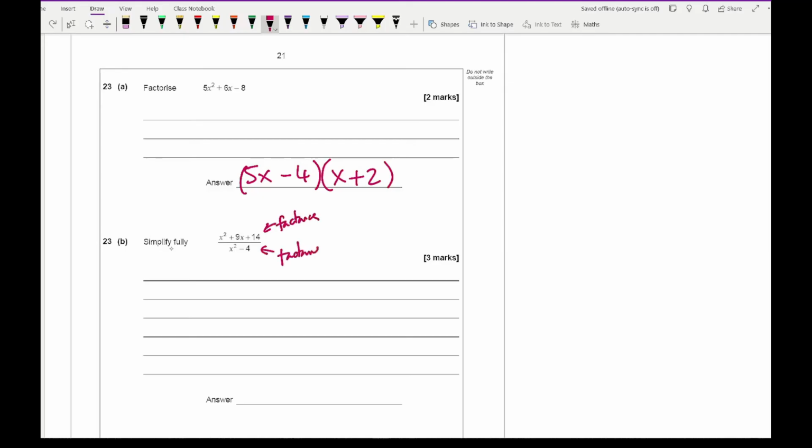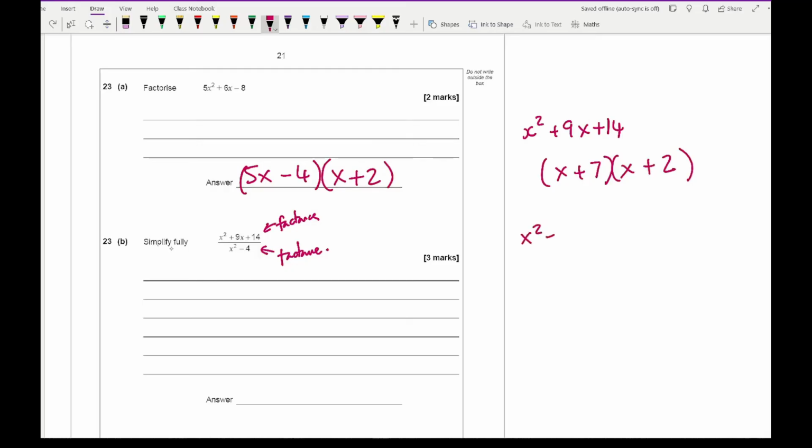Now typically this may often use what we've done above, but this is a completely separate question. So factorising x squared plus 9x plus 14. I'm looking for two numbers that add together to give me 9, and multiplied together to give me 14. So that's going to be 7 and 2, and they're both going to be pluses.